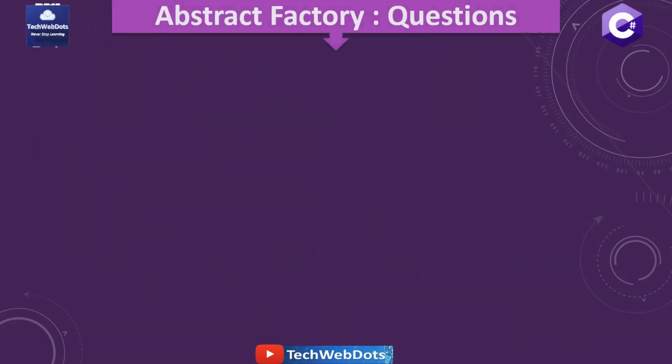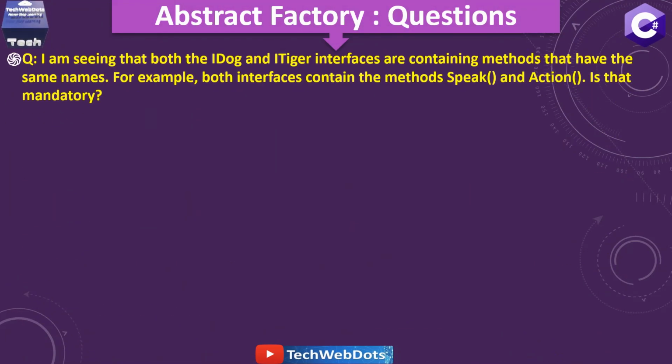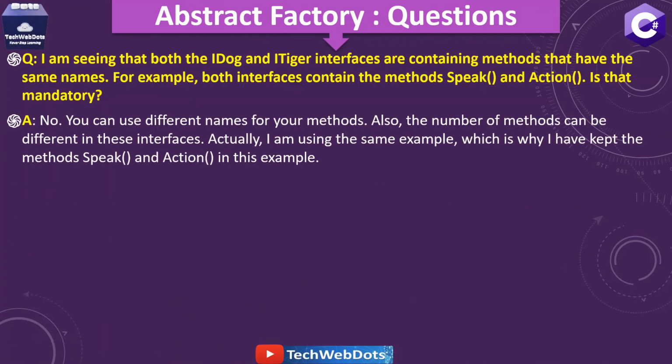Now you must be thinking you still have a few questions, so I covered two of them that can solve a few of your queries. So the question is, I am seeing both the IDog and ITiger interfaces are containing methods that have the same name. For example, both interfaces contain the methods speak and action. Is that mandatory? So the answer is no. You can use different names for your methods. Also, the number of methods can be different in these interfaces. Actually, I am using the same example, which is why I have kept the methods speak and action in this example, because I used the same in my simple factory and factory method.